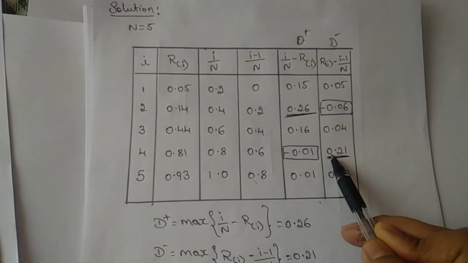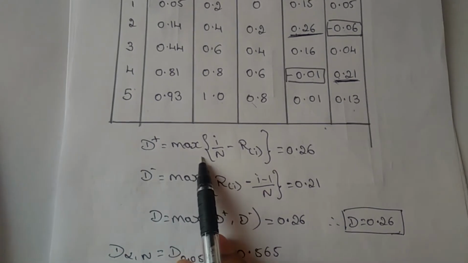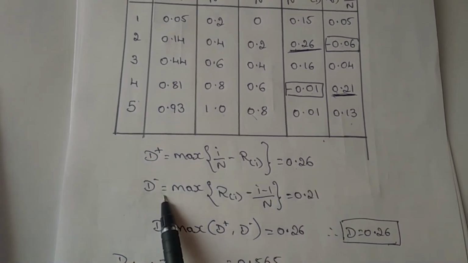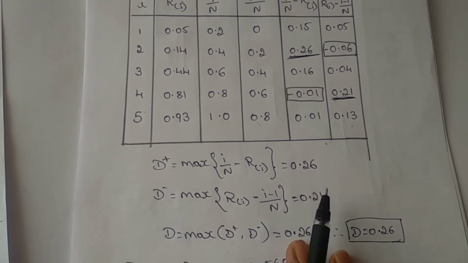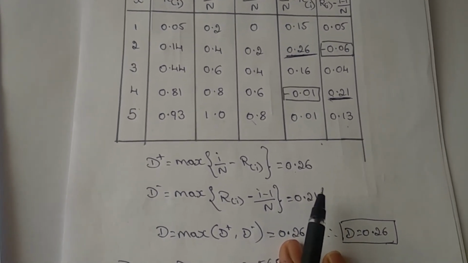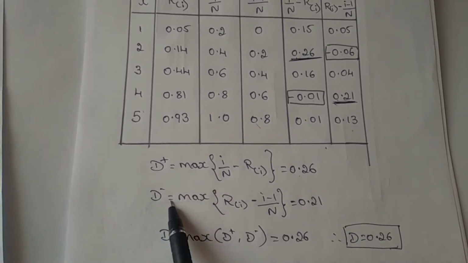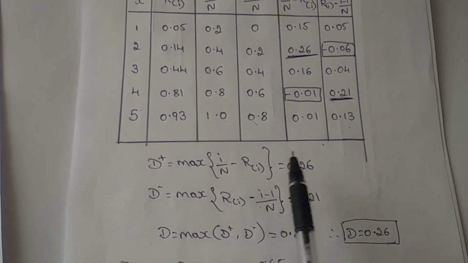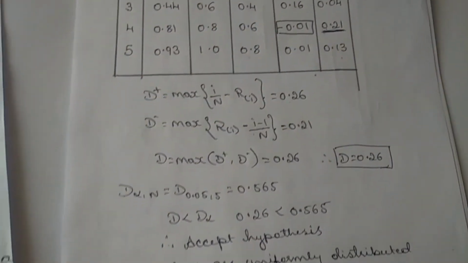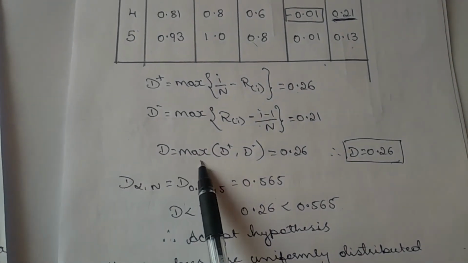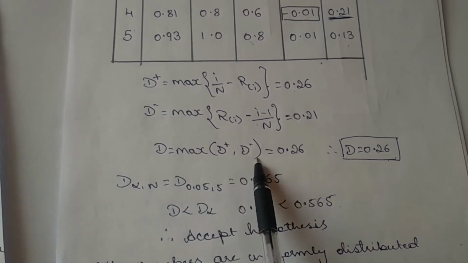0.21. And what is the third step? See here, I have taken D plus max as 0.26, and D minus maximum number as 0.21. Now what is the next step? You have to find out D. Among these D plus and D minus, whichever is maximum will be considered as D. Now here, D is equal to max of D plus, D minus.